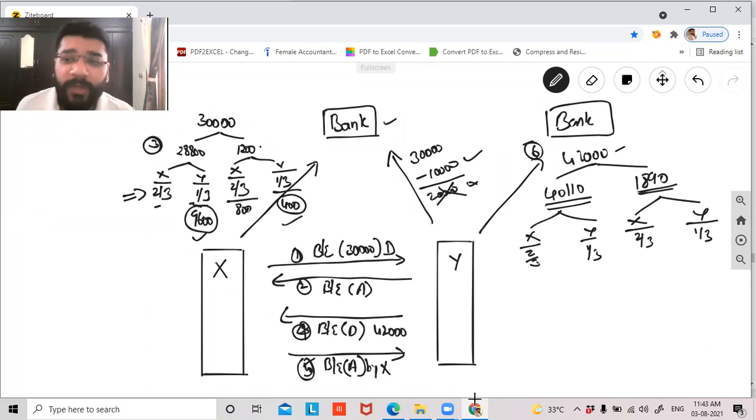How much X should bear, how much Y should bear? 1890 into 2/3, 1890 into 1/3. Can you please tell me the amount? So for X it is 1260, and for Y it is 630. Okay. As of now, we don't want this. Guys, are all of you clear with this? So far, what is happening?